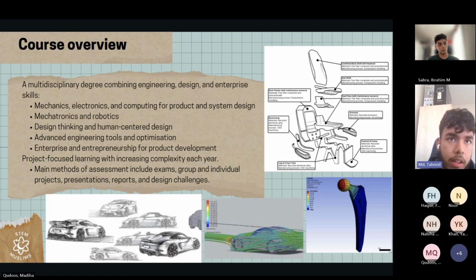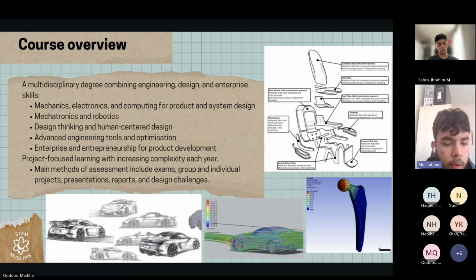So you get the whole process of building a startup from scratch, which I think is a very good module. Yes, and the main methods of assessment are exams, group and individual projects, presentation reports, and design challenges. So there's a fair mix of those. In the next few slides, I'll go into more depth on that.